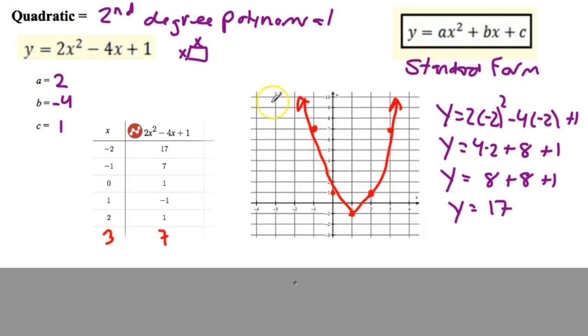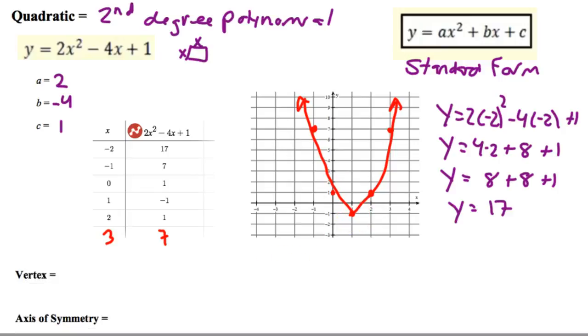So this is how it looks. All quadratics, they look like a U. They either go up or they can go pointing the other way. We'll learn more about that later. But some important things are the vertex and the axis of symmetry.